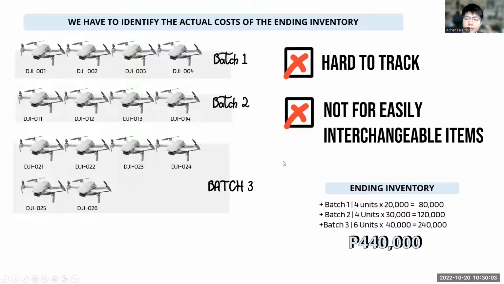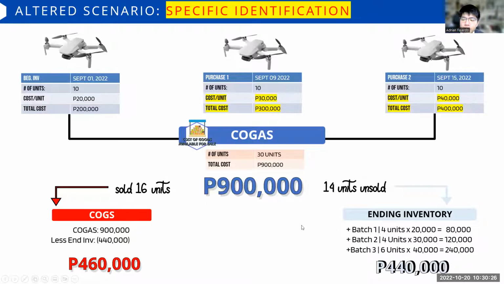And then, basically, you'll be able to get your ending inventory by multiplying the number of units na natira, so 4 sa batch 2, and under batch 2, the cost per unit is 30,000. 4 yung natira sa batch 1, so 20,000 yung cost per unit dito, and then 6 yung natira sa batch 3. So you'll be able to get your ending inventory. And then, since you know your ending inventory and you know your cost of goods available for sale of 900,000, then you just know that you carve out 440 from 900 to get the cost of goods sold for 460,000. So before I proceed to FIFO and LIFO, are there any questions regarding specific identification?